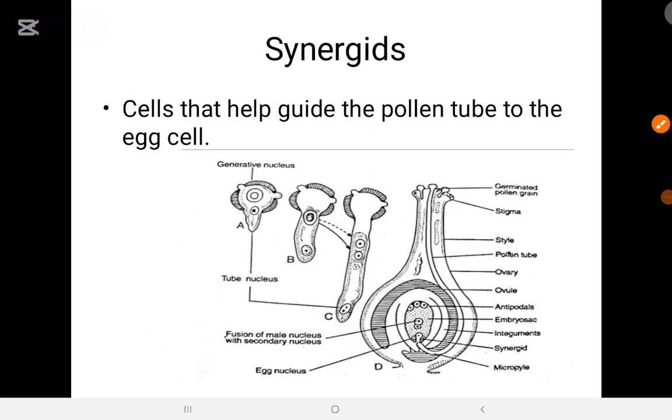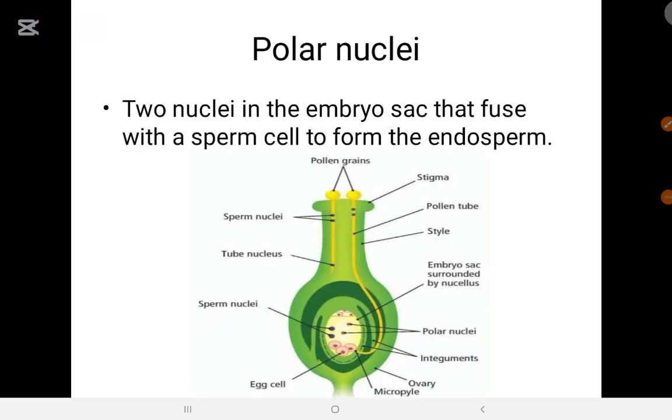All right. Then we have the synergids. They are cells that help guide the pollen tube to the egg cell. The synergids are the ones that produce those chemical signals that guide the pollen tube to the egg cell. Now, the polar nuclei. Nuclei is the plural of nucleus.